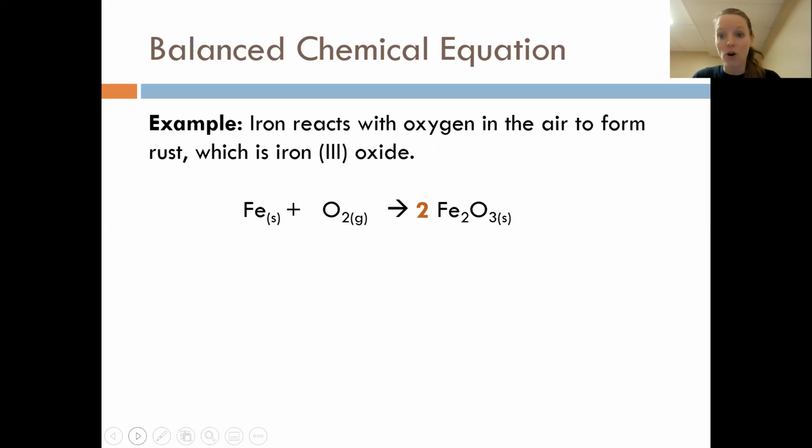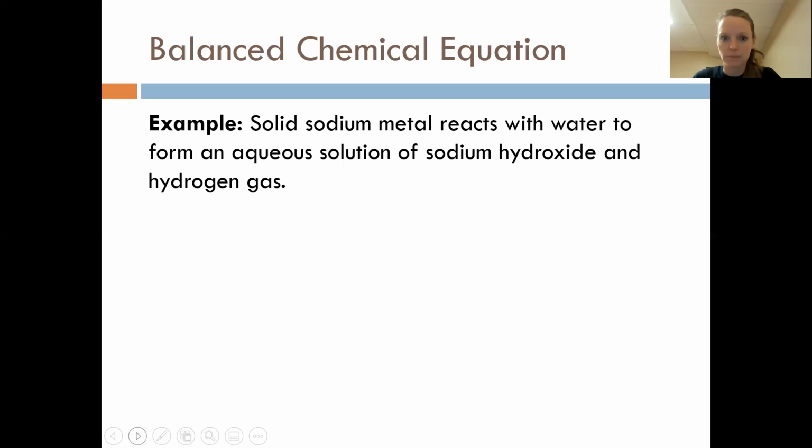So what we're going to do is make the odd side even. Double the iron 3 oxide, put a 2 in front. That now gives me 4 iron, and it gives me 6 oxygen, which I can balance. So if you have an odd and an even number, make the odd side even, usually double it. If that doesn't work, then try 4 or 6. Try even numbers in front, see if you can get it to work out. So 4 iron, 6 oxygen, and now it's balanced.